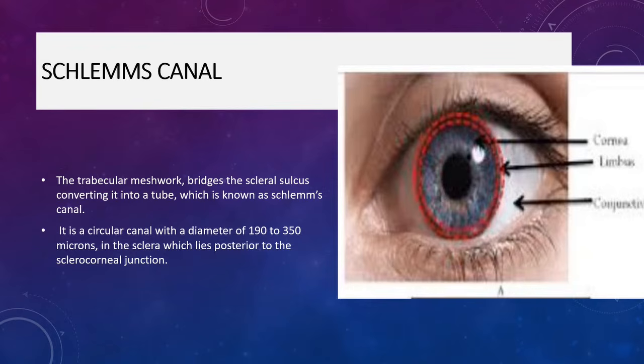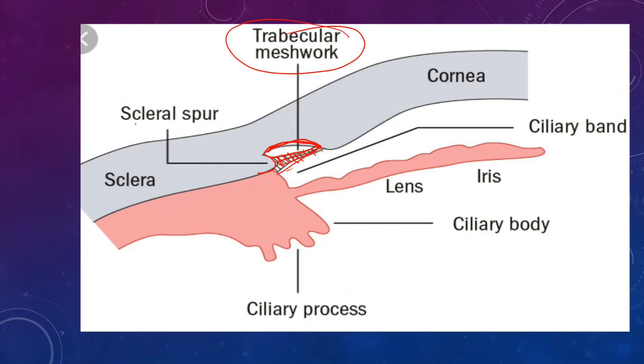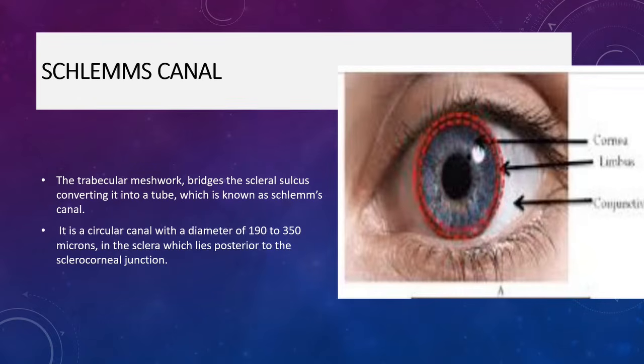Now, before I go into details of the trabecular meshwork, let me tell you something about the Schlemm's canal. So, this was the scleral spur and this is the trabecular meshwork, and there is an opening. The sulcus is actually converted into a canal by the trabecular meshwork. As the trabecular meshwork bridges the scleral sulcus, it will convert the scleral sulcus into a tube, and that tube is called the Schlemm's canal.